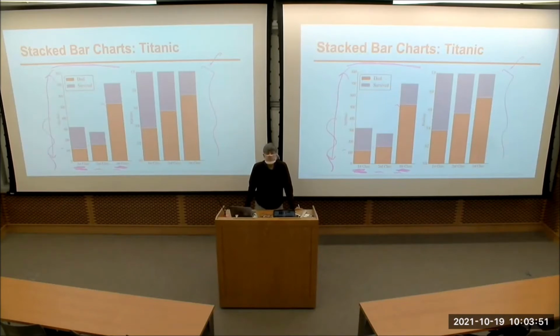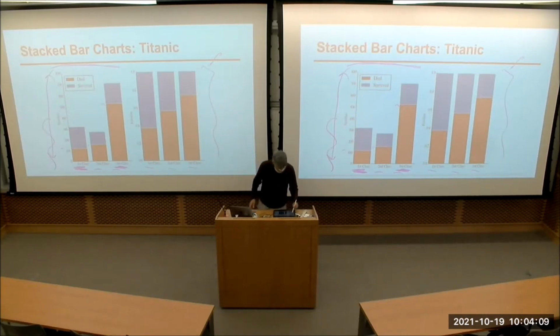Most of them in the third class died. Yeah, basically the more money you paid, the more likely you were to survive the crash. Okay? Which is kind of the message of the second plot. And they're both showing the same data.